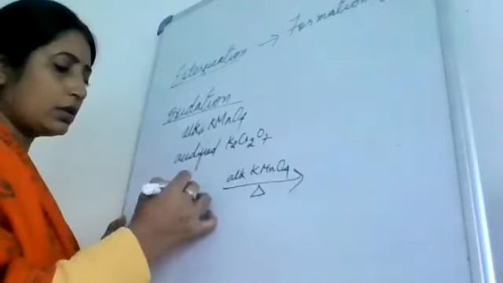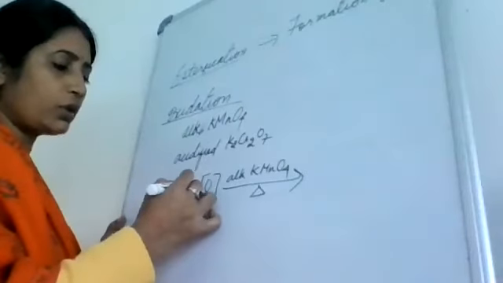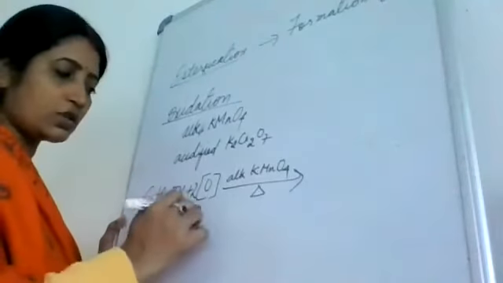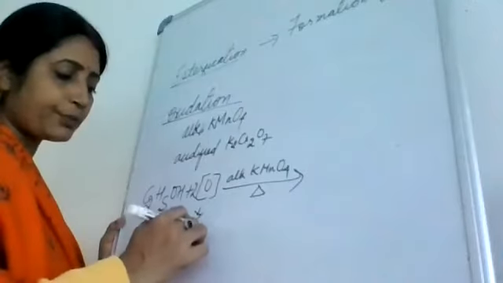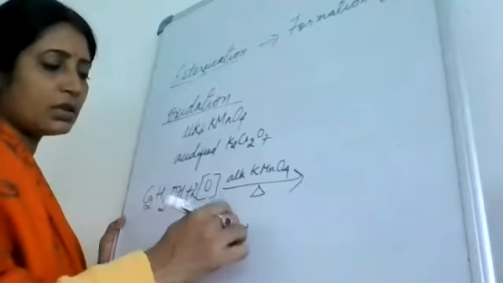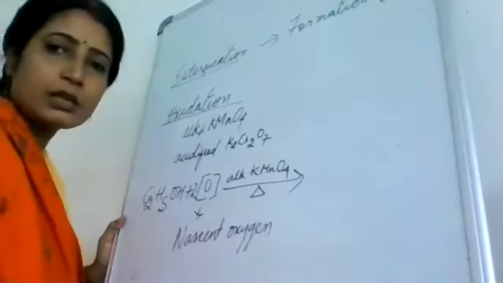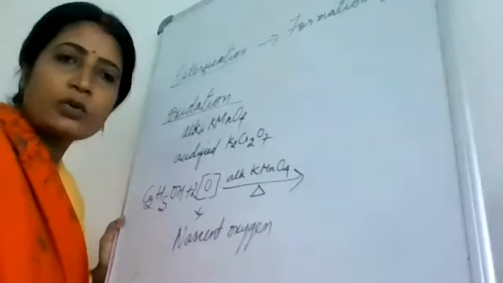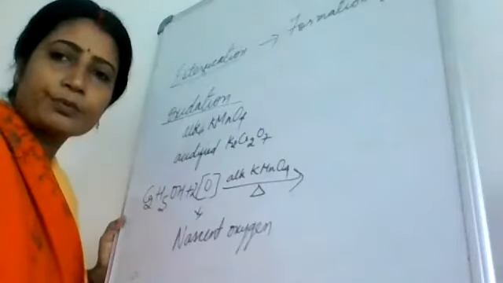On heating, what are you going to get? You are going to get this oxygen. This oxygen is called what? This is called nascent oxygen. Nascent means what? It is in atomic form.